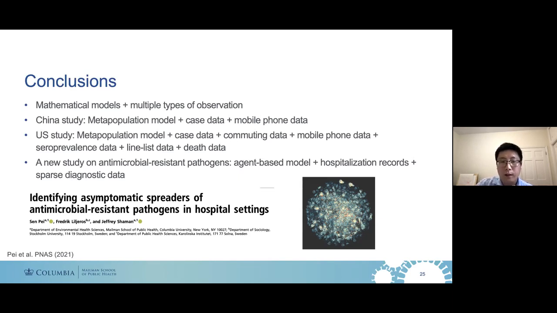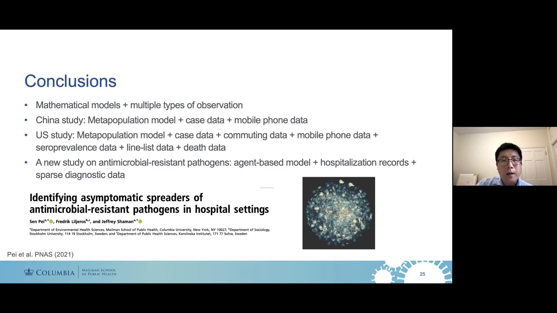In the US study, we used a metapopulation model to combine case data in the surveillance, commuting data from the census survey, mobile phone data to keep track of people's movement, and seroprevalence data that shows the antibody levels in populations, and also line list data by the CDC and death data in the surveillance.